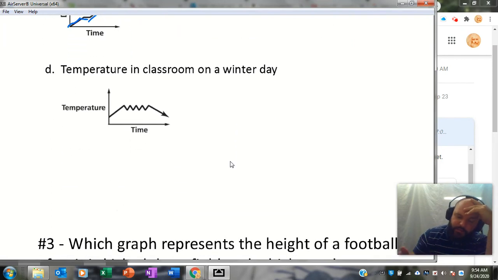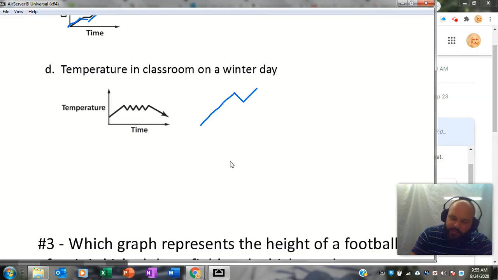Now, part D represents the temperature in a classroom on a winter day. So, many of you probably have forced air in your house. I know I do. It's called forced air because the furnace kicks on, your temperature goes up. And then over time, your house loses heat, so the temperature starts going down. There's a certain point where your furnace says, "Uh-oh, it's getting too cold in here. I've got to kick back on and heat the house back up." So then it goes back up. And then it reaches the top. Okay, it's hot enough and the furnace stops.